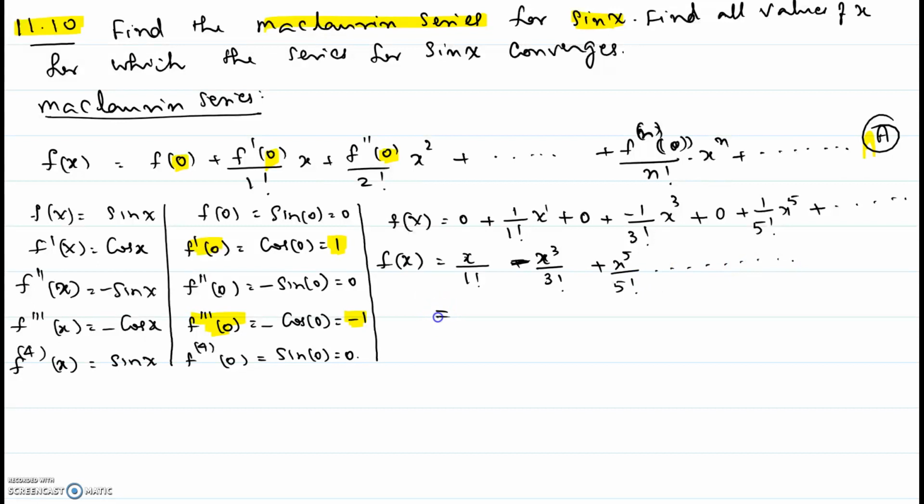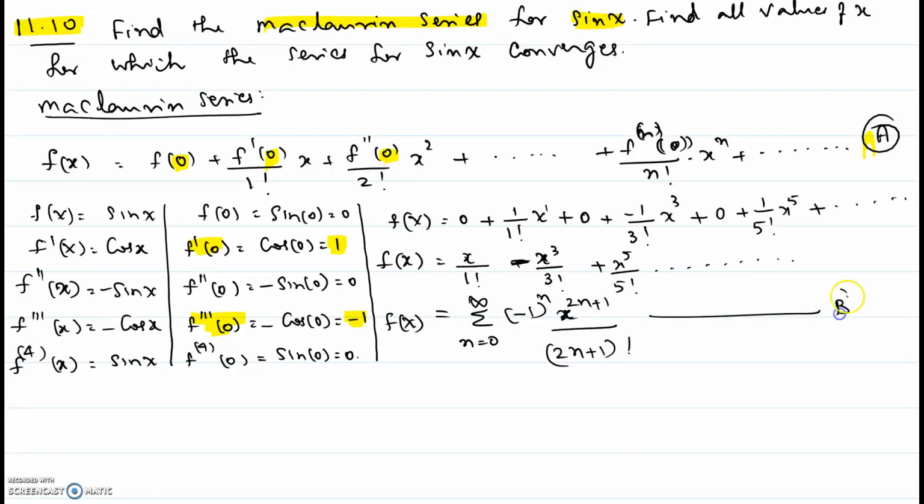This can be written in a simpler manner in sigma notation. f of x is sin x, by the way. It is the sum, n varying from 0 through infinity, of negative 1 to the power n times x to the power 2n plus 1 over factorial 2n plus 1. This is step B. All that remains to be proved is the radius of convergence.